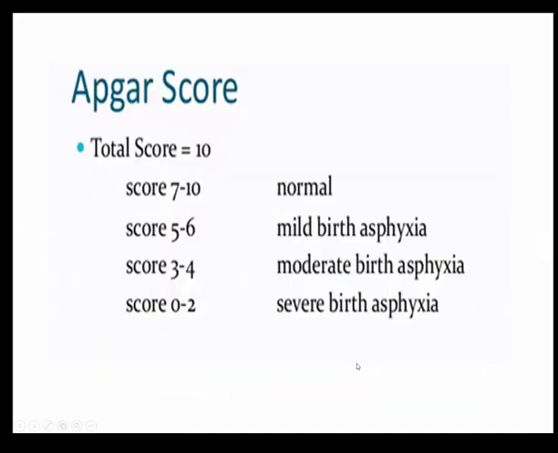So how to interpret this Apgar score? It is said that if the score is more than 7, it is normal. If the score is between 5 to 7, it is mild. If it is 3 to 4, it is moderate. And if it is less than 3, we label it as severe birth asphyxia or severe HIE.